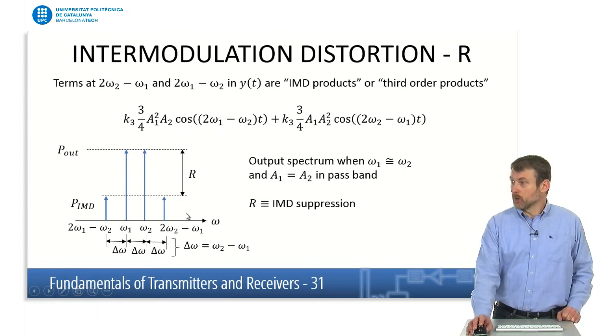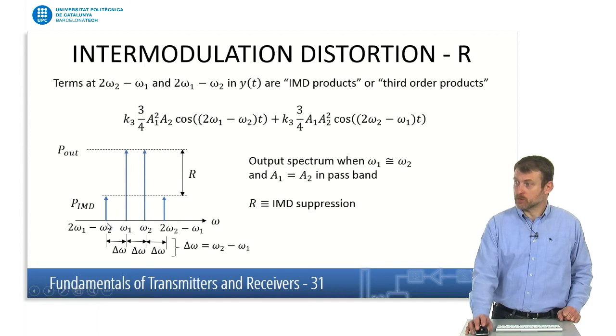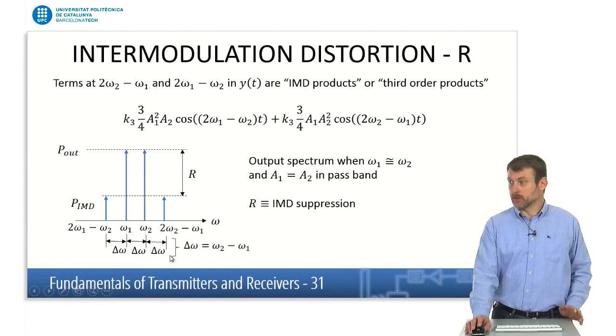Now, if we look at the output spectrum of the device, we'll find that this spectrum looks like this. We will have a strong line at frequency omega 1, another strong line of equal power at frequency omega 2, and the two intermodulation products will fall at the sides of these two spectral lines. It turns out that the frequency spacing between all these four lines is homogeneous, right? It's always omega 2 minus omega 1.